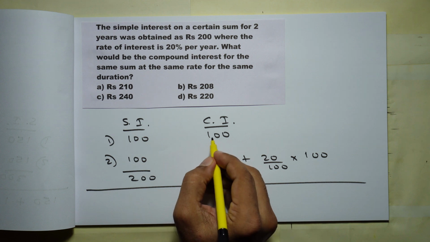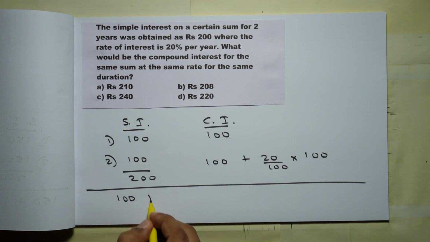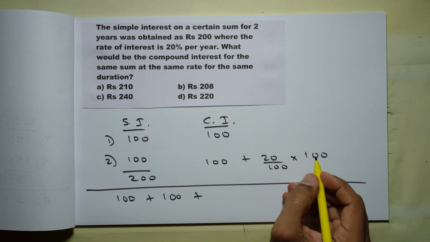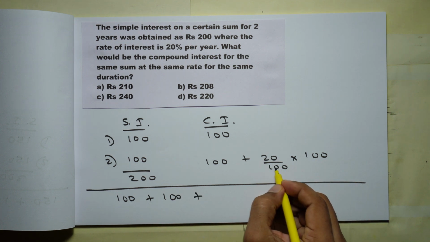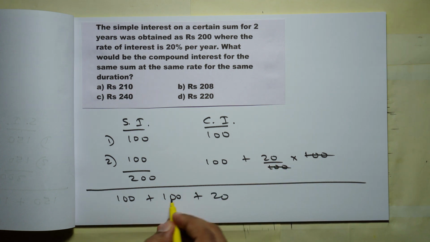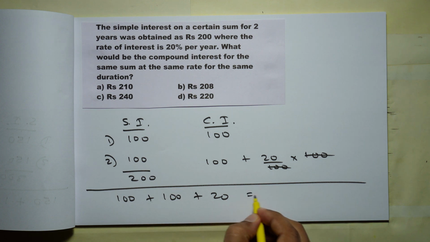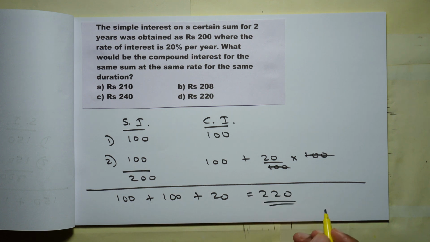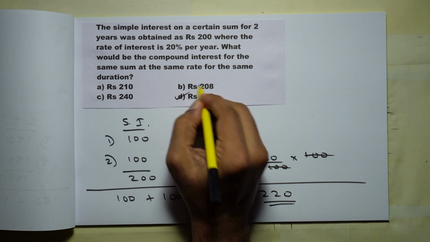We'll just calculate. So 100 for the first year. Second year this 100 you will get, and this also you will get. That is 20% of 100. 100 and 100 cancels out. So what we get is 20. So compound interest for 2 years is 100 plus 100, 200, plus this 20, 220. That will be the compound interest for 2 years. That is option D.